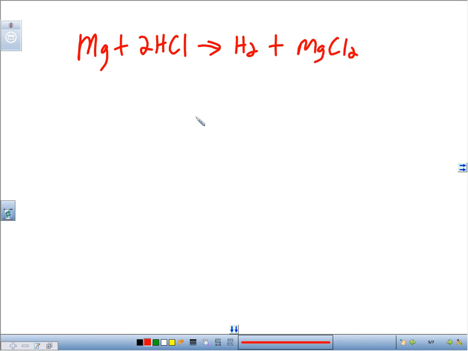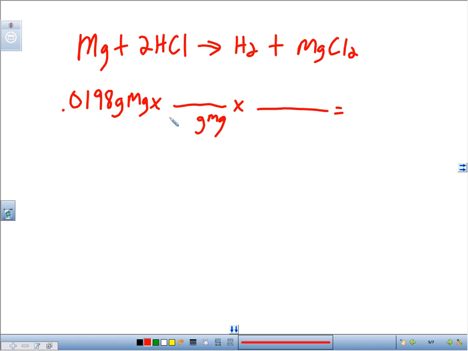I'm going to take an amount that Andrew Rickards gave me from second block, and the amount of magnesium that he had was 0.0198 grams of magnesium. And we're going to use that amount, so this is going to be different for different groups, to figure out how many moles of hydrogen we made. Because we're going to assume that all that magnesium reacted. So 24.31 grams per 1 mole. And then for every 1 mole of magnesium from our balanced equation, there is 1 mole of hydrogen.